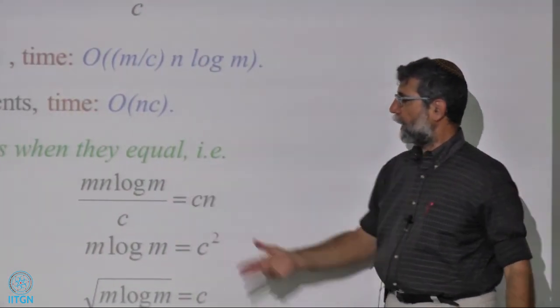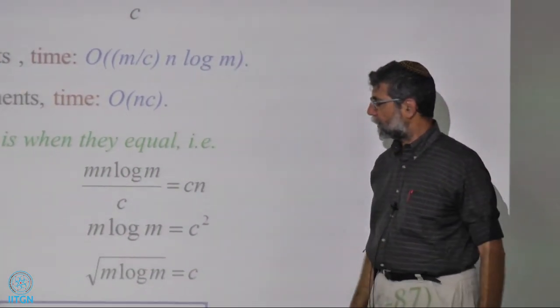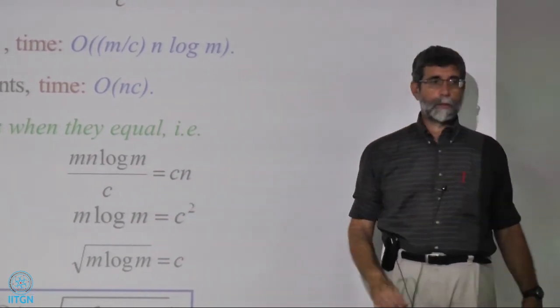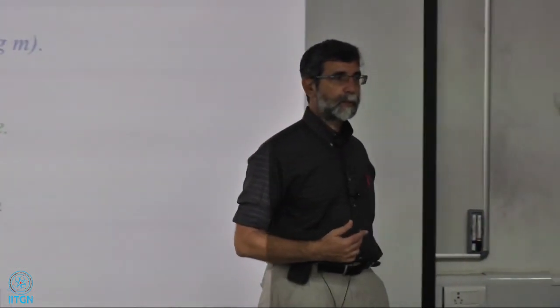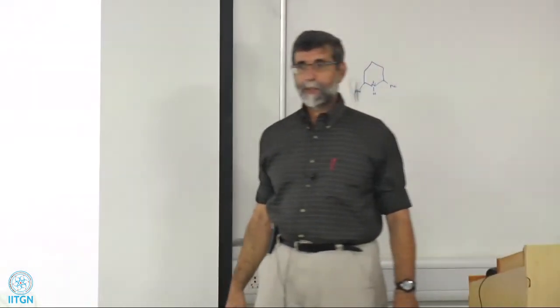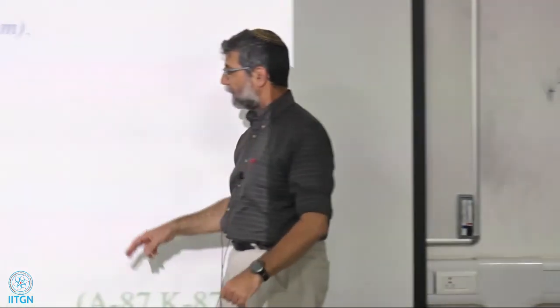So what do we want? Mn log m divided by c is equal to Cn, which means that m log m equals c squared. So Einstein says E equals mc squared, and we say m log m equals c squared. So this is our answer to Einstein.